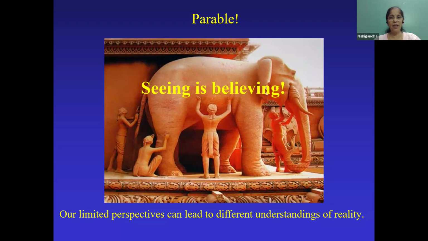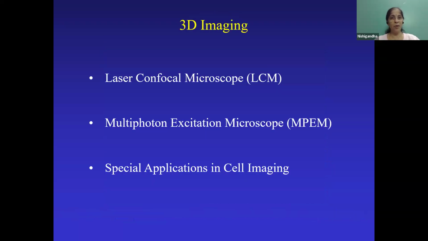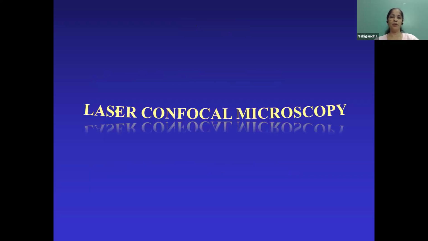If we don't see everything as a three-dimensional object, it will not be possible to get complete information about any object. And this 3D imaging is possible only with a laser confocal microscope. So I'll be talking on the laser confocal microscope, then the multiphoton excitation microscope, which is a kind of advanced version of the laser confocal microscope. And then we'll discuss a few of the applications in cell imaging that are possible with the laser confocal microscope or with the multiphoton microscope.